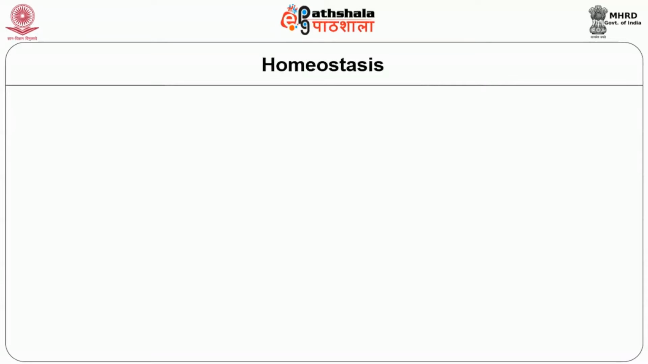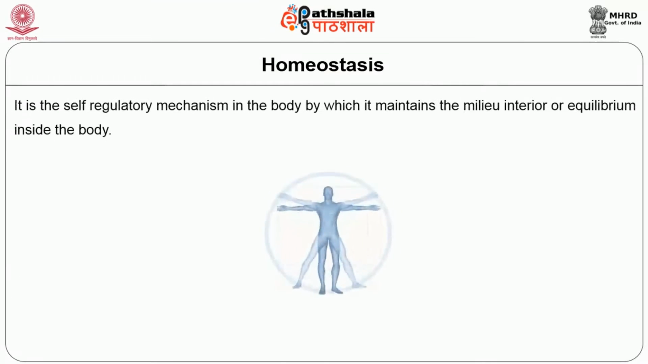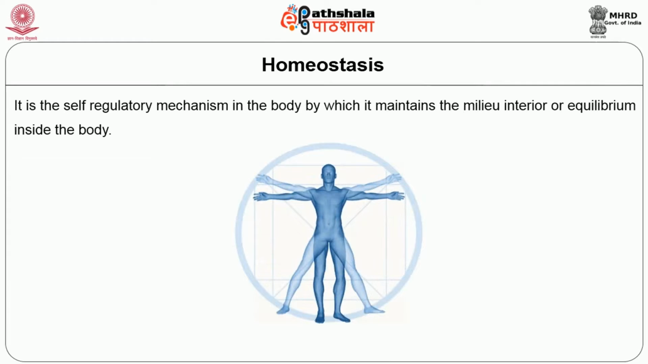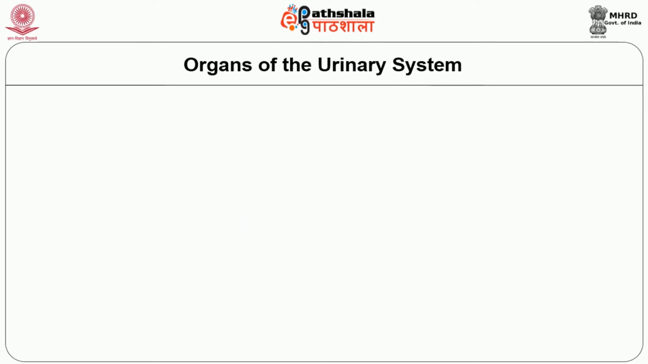What is homeostasis? It is the self-regulatory mechanism in the body by which the body maintains the milieu interieur, or equilibrium, inside the body. The urinary system is very important because it performs the essential function of getting rid of metabolic wastes. Now, let us study the different organs of the urinary system.